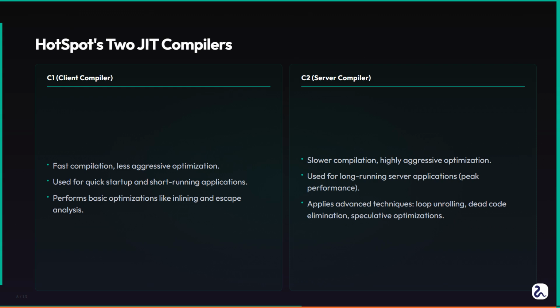C2, the server compiler, is the heavy hitter. It is a highly optimizing compiler that applies aggressive techniques like extensive inlining, escape analysis to determine if objects can be allocated on the stack instead of the heap, lock coarsening, loop unrolling, and vectorization. C2's compilation process is slower than C1's, but the machine code it generates is significantly faster. It is designed for peak performance in long-running server applications where the initial warm-up time is less critical than sustained throughput.